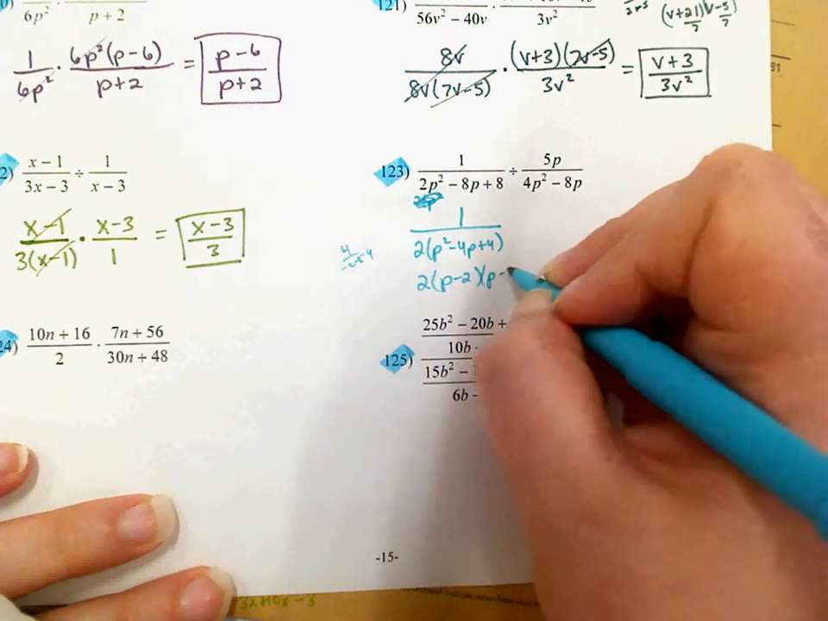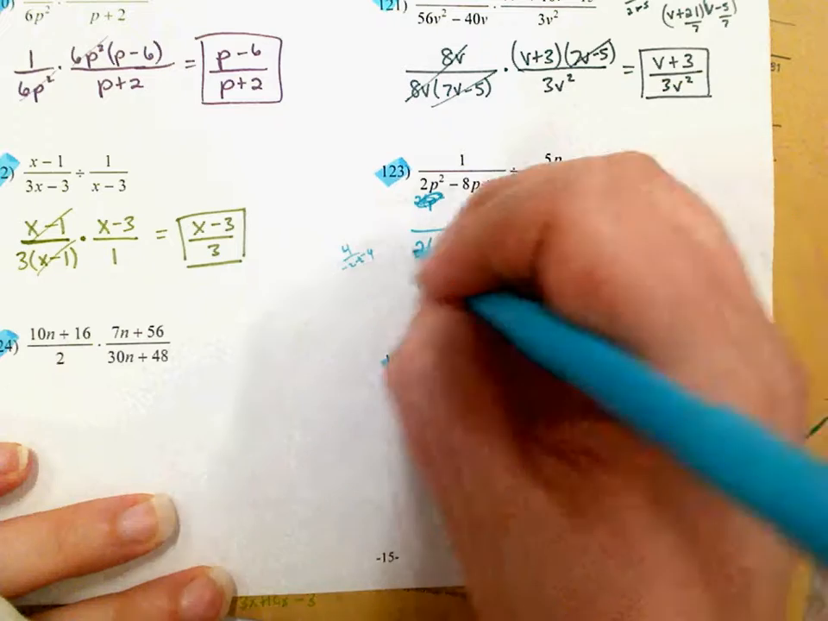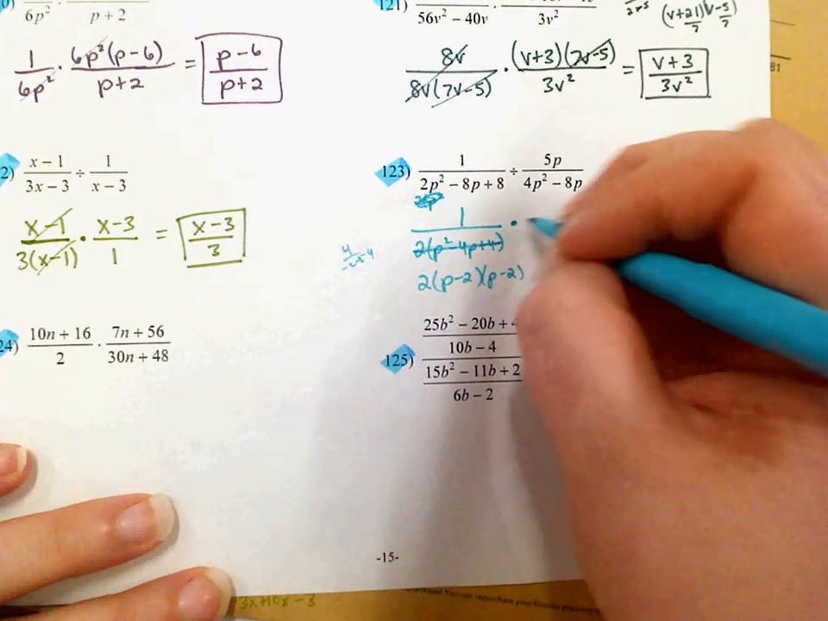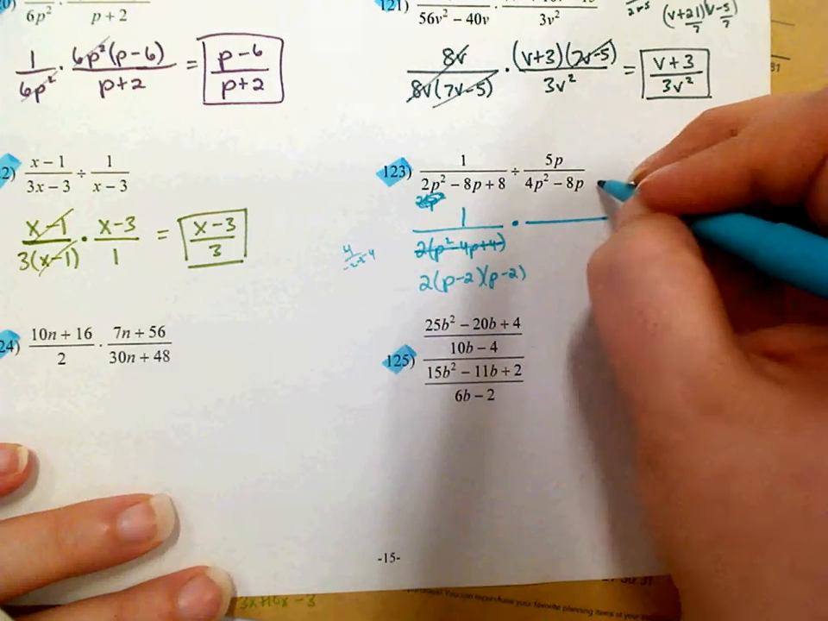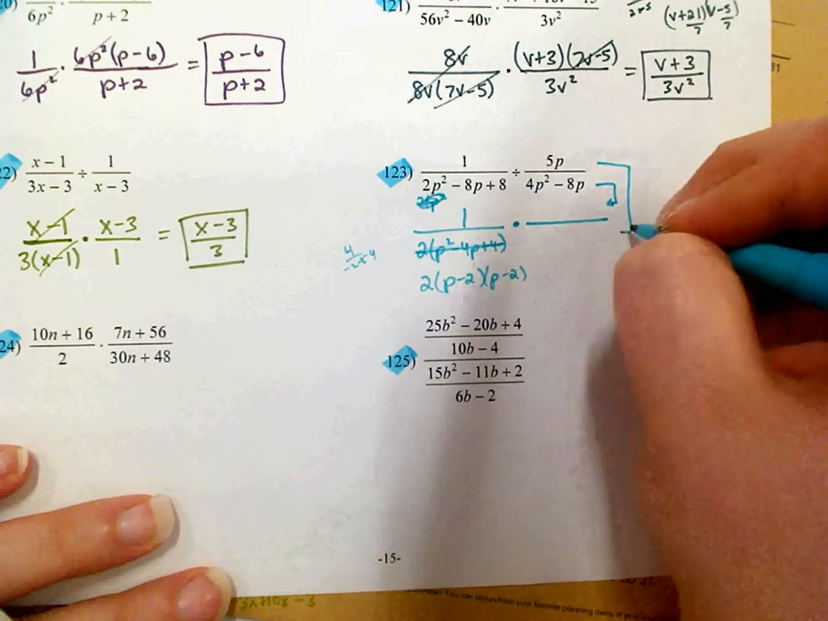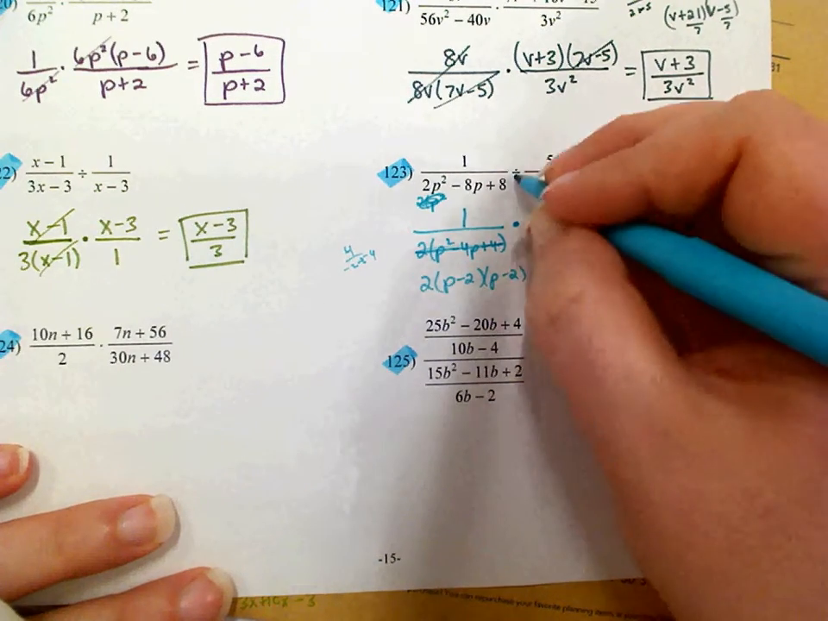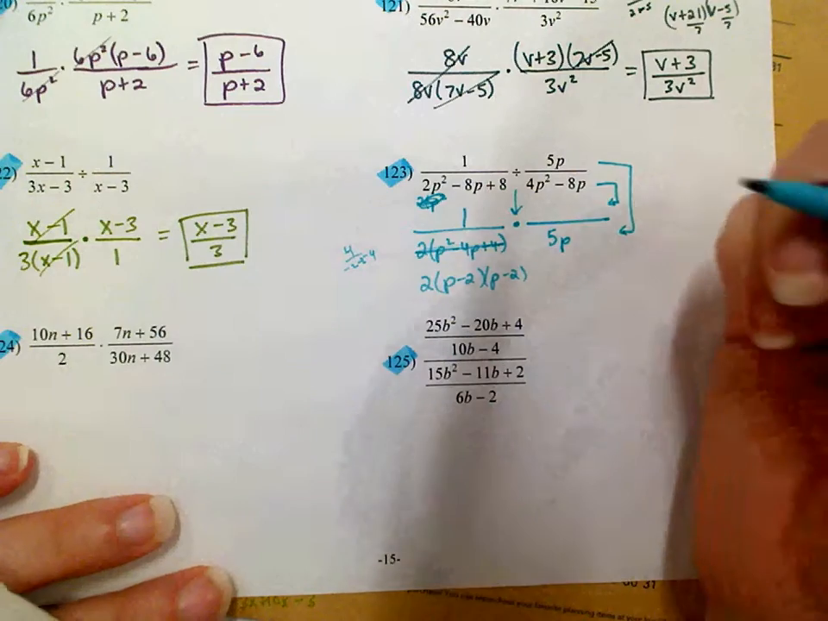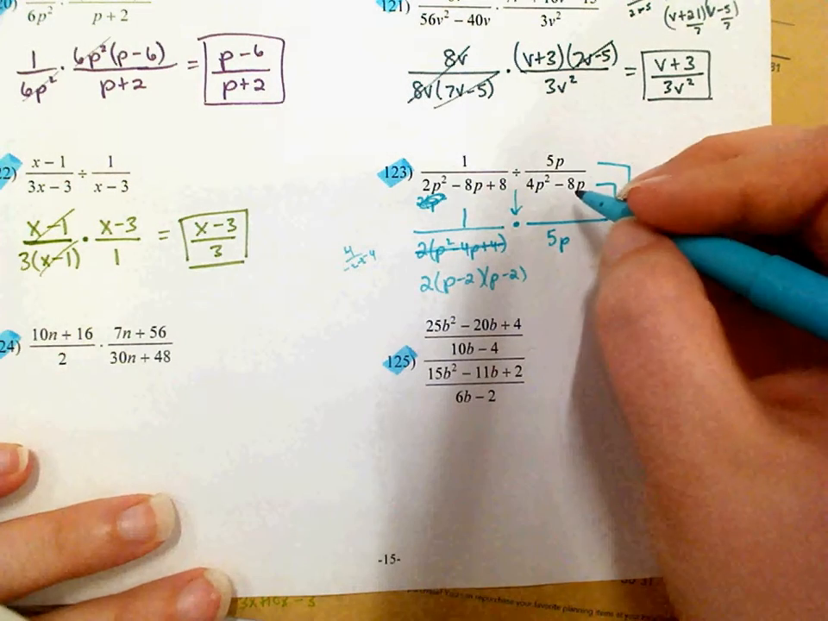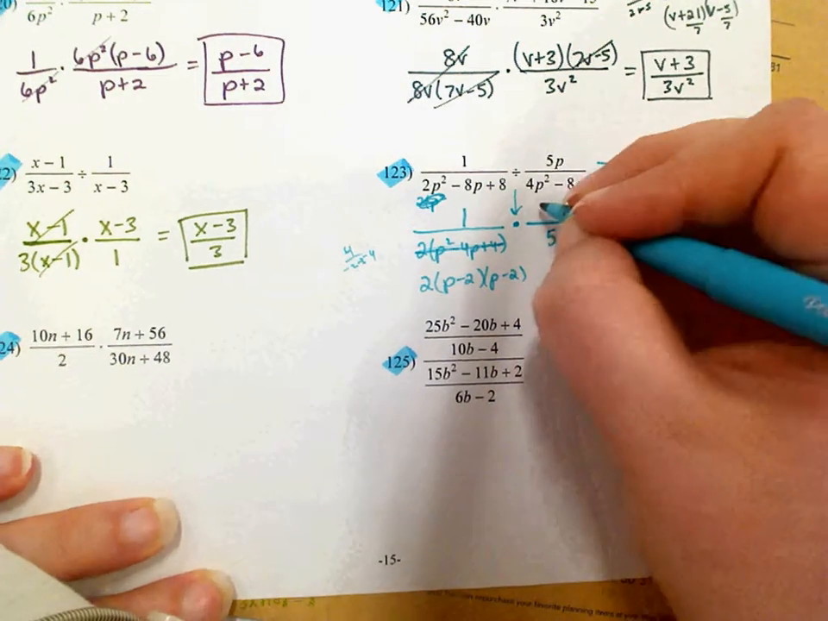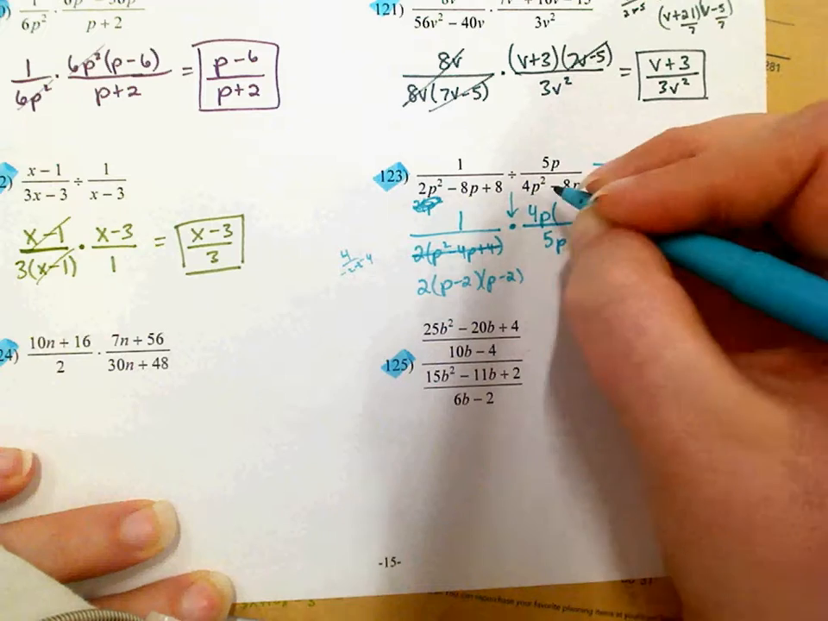Now, this will go in the numerator, and this will go in the denominator. So I changed it from division to multiplication, and then I flipped the fraction. So 4p squared minus 8p, I can factor out a 4 and a p, and I'm left with p minus 2, because 8 divided by 4 is 2.